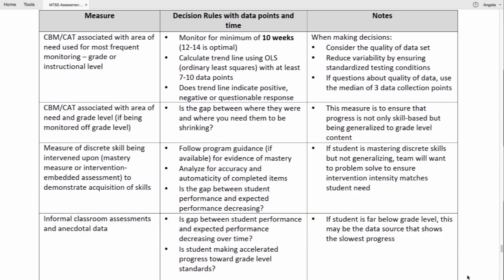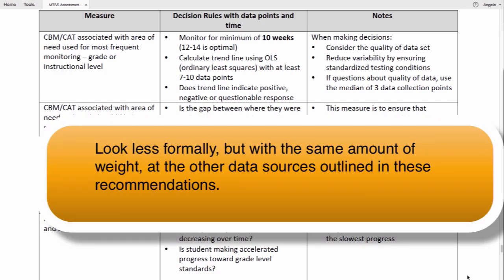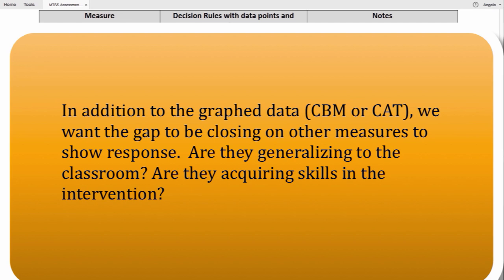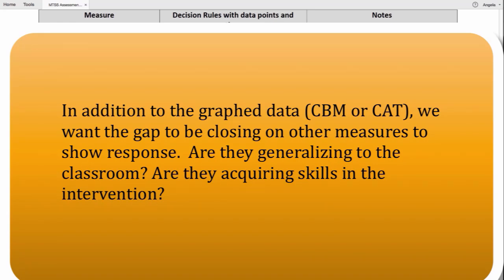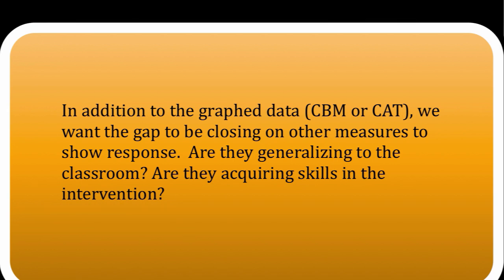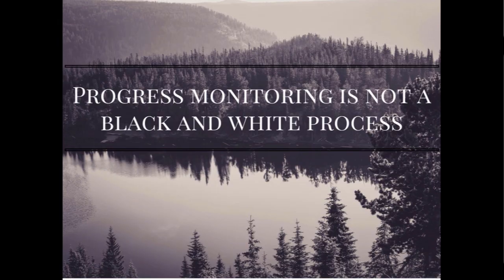In addition to the graph data, which is that CBM or computer adaptive test, we also want to look less formally, but with the same amount of weight at the other data sources we've talked about. So we want that gap to be closing on other measures to show response. We want to see that the student is generalizing back to the classroom. Although this may be slow, we want to see that it is being generalized. And are they acquiring the skills in the intervention? So on those intervention embedded assessments and mastery measures, do we see that each week they are seeming to acquire those skills? This is not a black and white process.